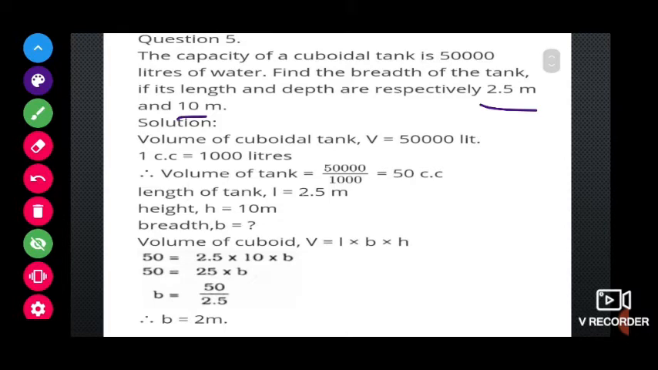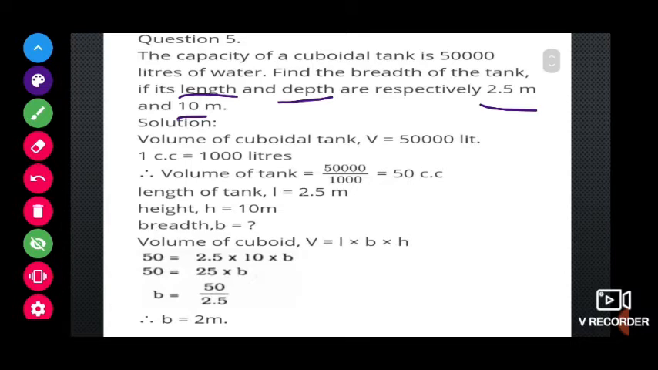Same as the earlier one, children, whatever we took, the same way. But here, children, they have given the length and depth. Now what do we have to find? The breadth we have to find.